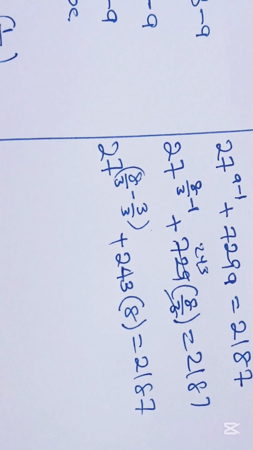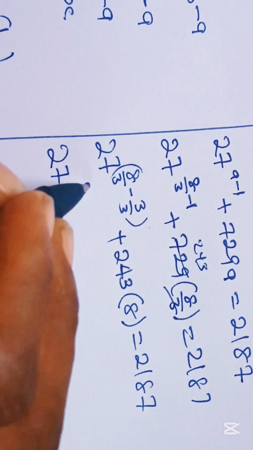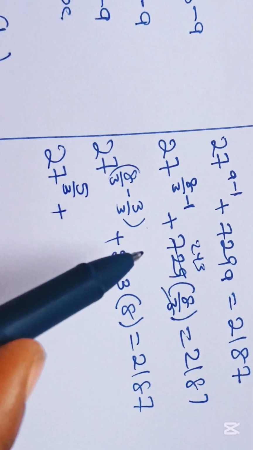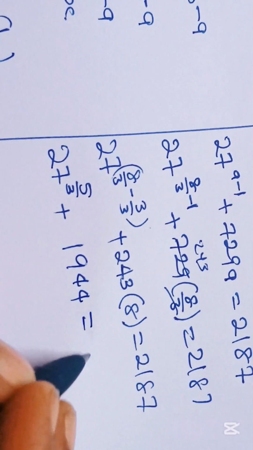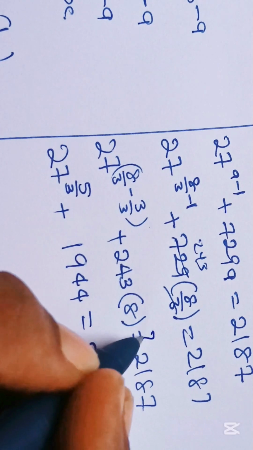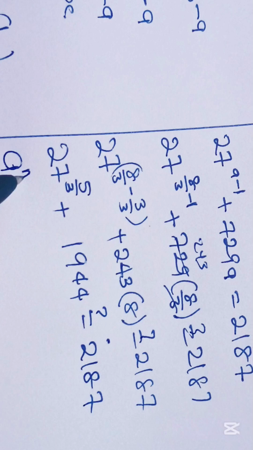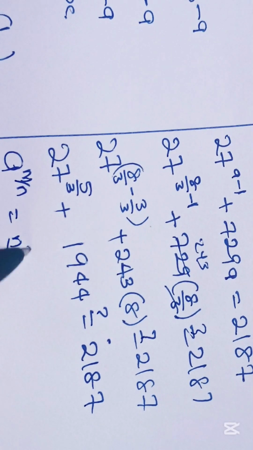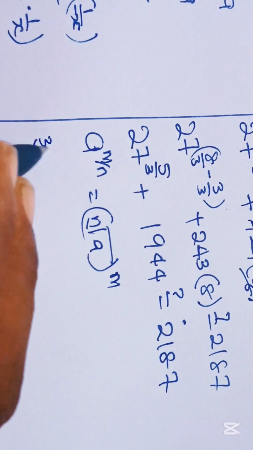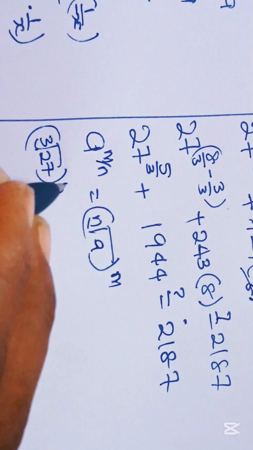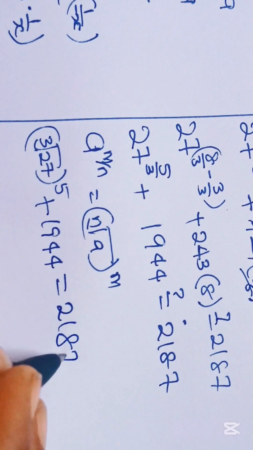Now we have 27 to the power of 8 minus 3 is 5. So we have 27 to the power of 5 over 3 plus 243 multiplied by 8, which gives us 1944, is equal to 2187. We are still checking. Now when you have a to the power of m over n, it is equal to the nth root of a raised to the power of m. So that means this is the same thing as the cube root of 27 raised to the power of 5, plus 1944 is equal to 2187.